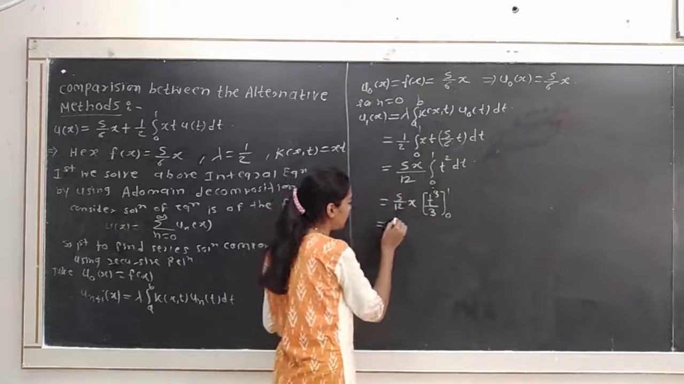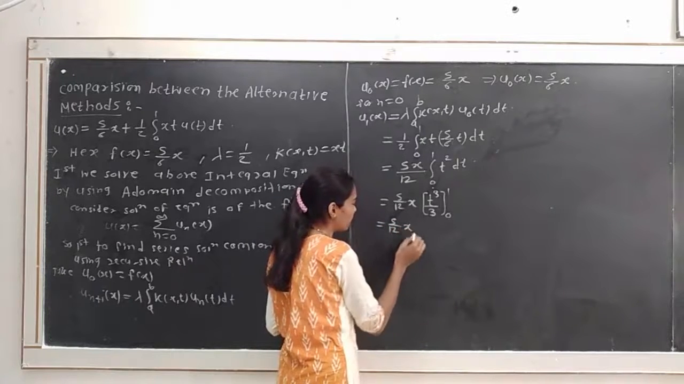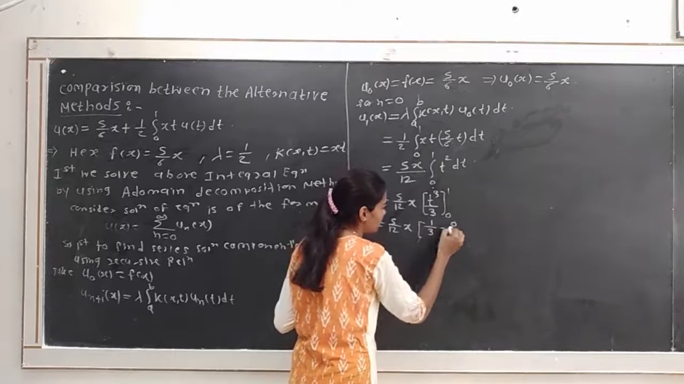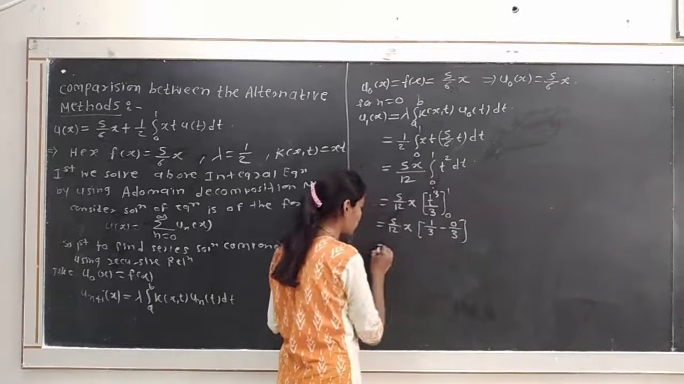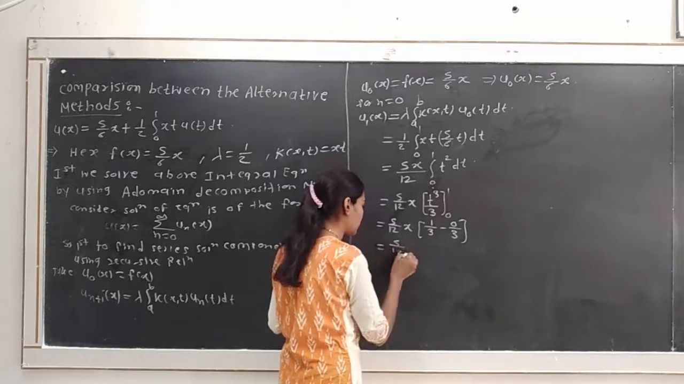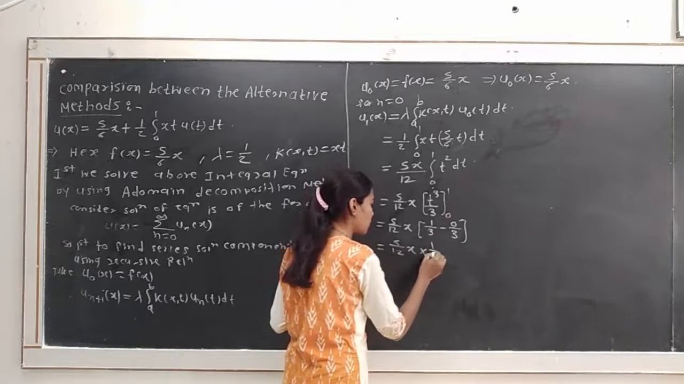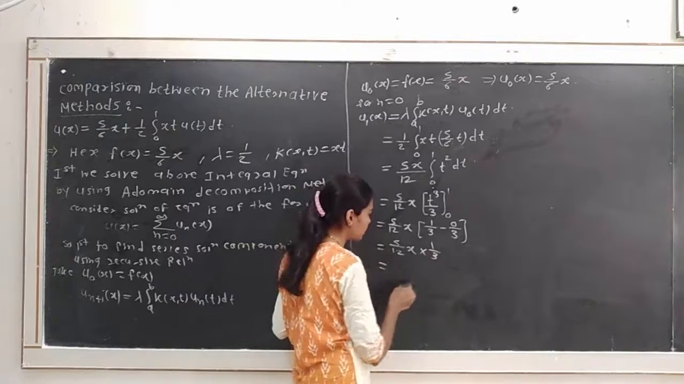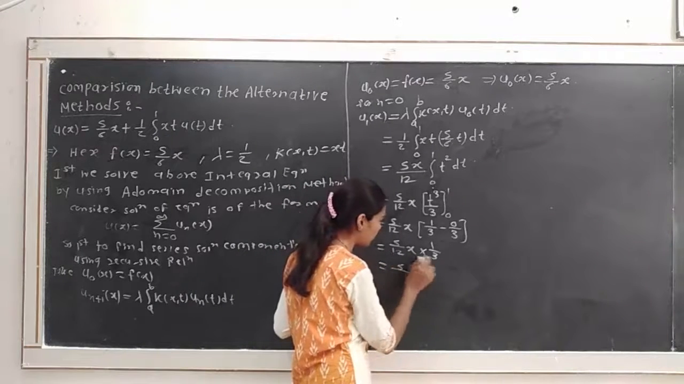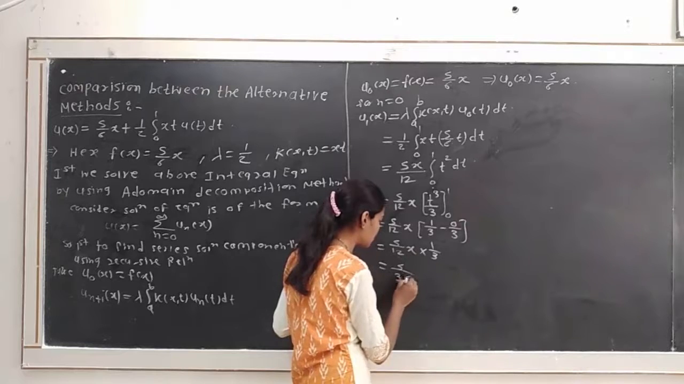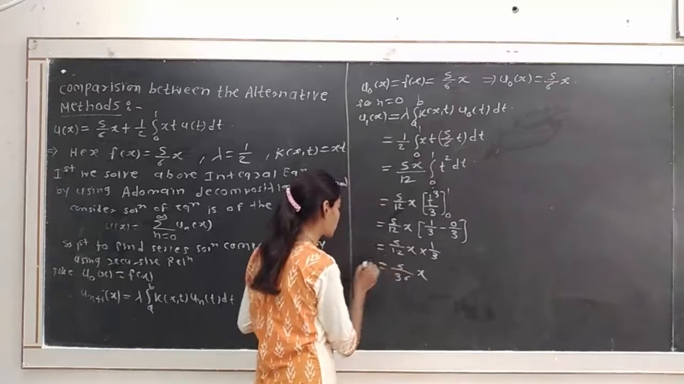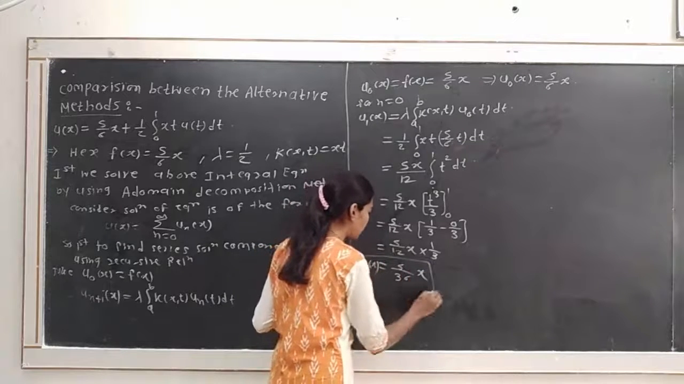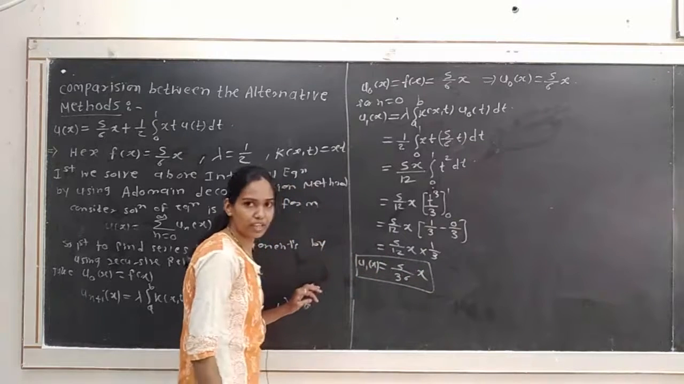Then by putting here limits, we have to get 5 divided by 12 into x, by putting limits, 1 divided by 3 minus 0 by 3. So we have to get 5 divided by 12 into x into 1 by 3, this term becomes 0. So we have to get 5 divided by 12 into 3 will be 36 into x. So we have to get the first component u1 of x is equal to 5 divided by 36 into x.